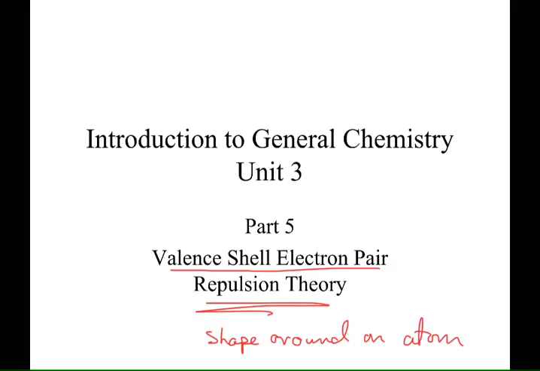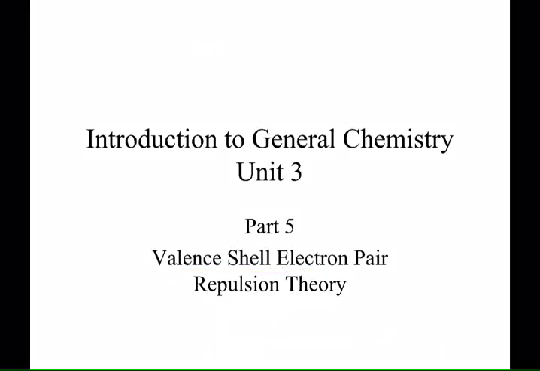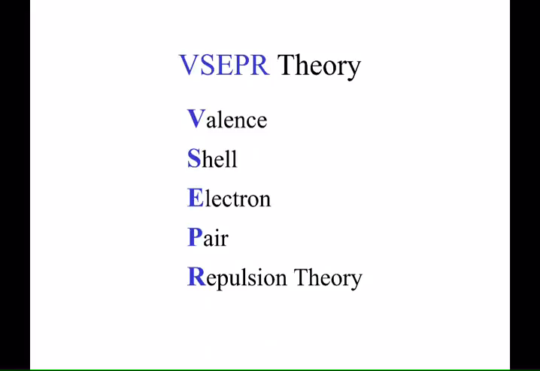Okay, so you have your Lewis structure. You know how many, for instance, sigma bonds are associated with an atom. You know how many pi bonds, you know how many lone pair electrons. Then you can get shape around an atom. I like valence shell electron pair repulsion theory because it can kind of be summed up into this, I call it VSEPR theory.